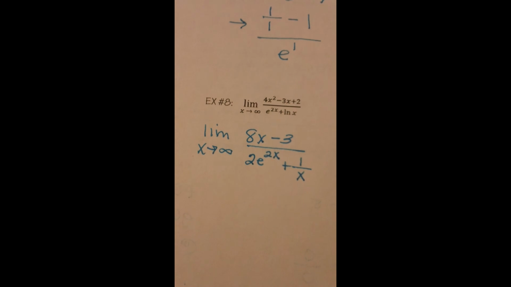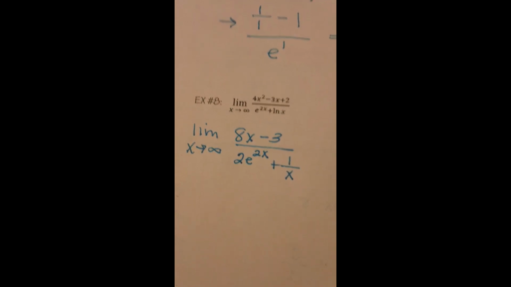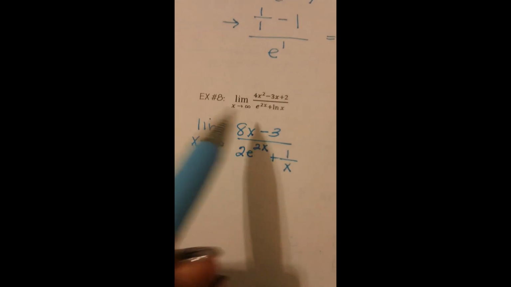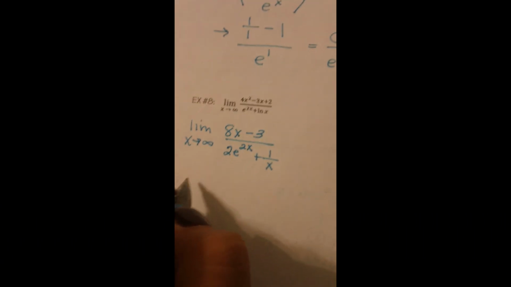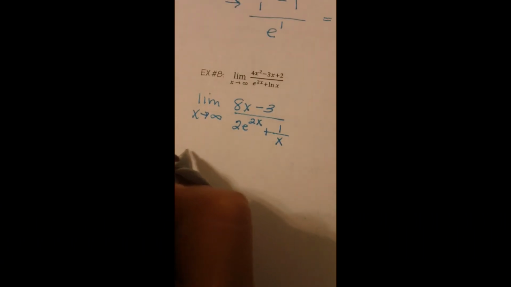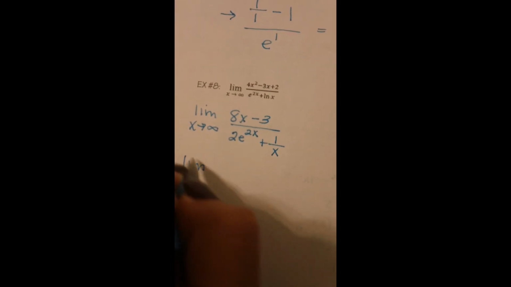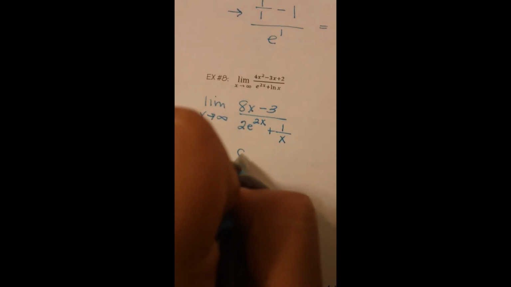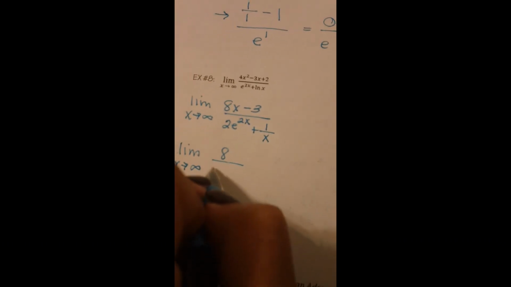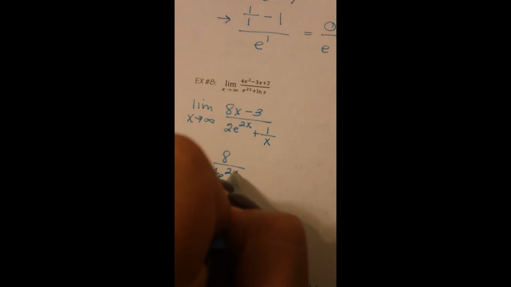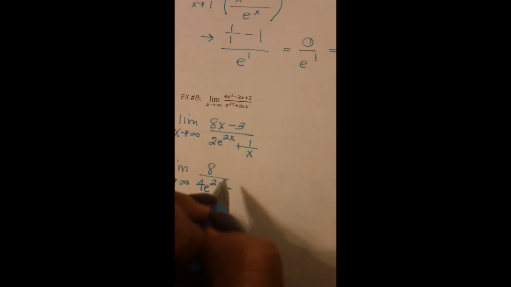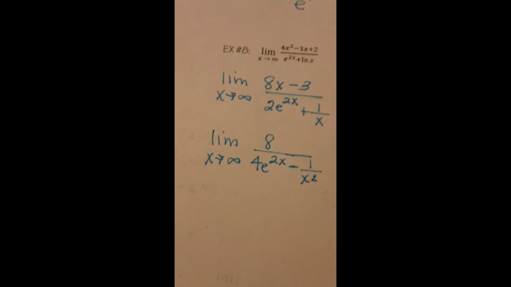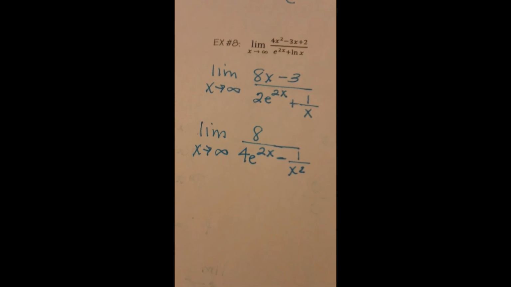Well, once again, we can't substitute in an infinity. The degrees don't match up. So we're going to take the derivative one more time. So limit as x approaches infinity of 8 over 4e to the 2x minus 1 over x squared. Took the derivatives of the bottom separately.